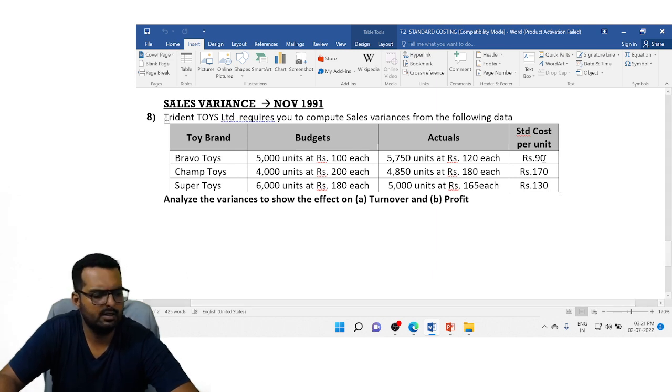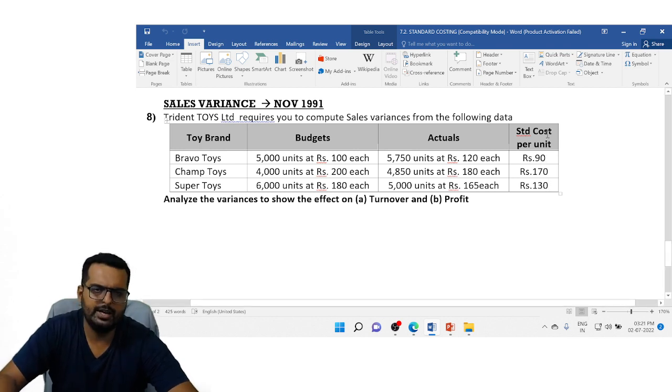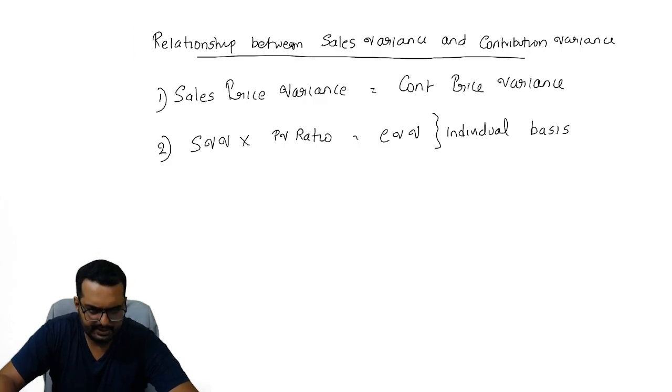My doubt is that if it is only the variable cost and there is no mention of the fixed cost, is it that contribution variance should be the same? No. If they mention only the variable cost, what we find out will be contribution. Then we will not be able to find out profit variance because fixed cost details are not available. All right. Thank you, Ashwini.